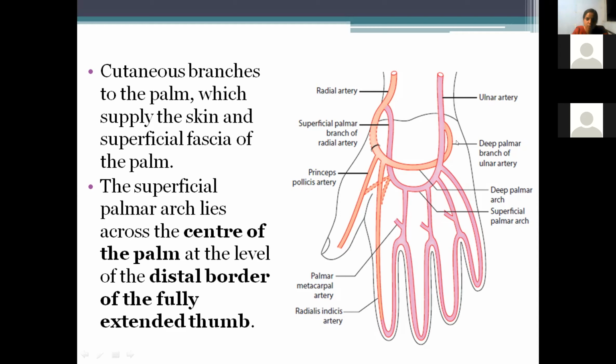Now this superficial palmar arch basically goes and joins with the superficial palmar artery, but there may be certain variations. It may sometimes go and join with the artery called princeps pollicis to complete the arch, and sometimes it may join the artery called radialis indicis. Instead of joining the superficial palmar artery, you can skip the variations, it may join princeps pollicis and radialis indicis. Draw this picture and give your own information, that is also enough.